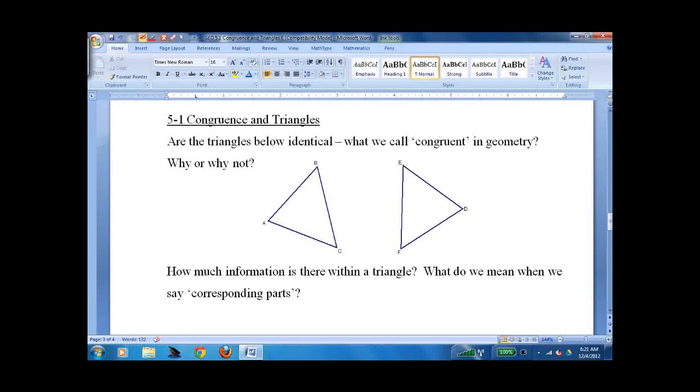Lesson 5.1, Congruence and Triangles. Question: are the triangles below identical? What we call congruent in geometry, so that they look exactly alike, but they've been flipped or turned or something. Why or why not? Right now, we don't know.